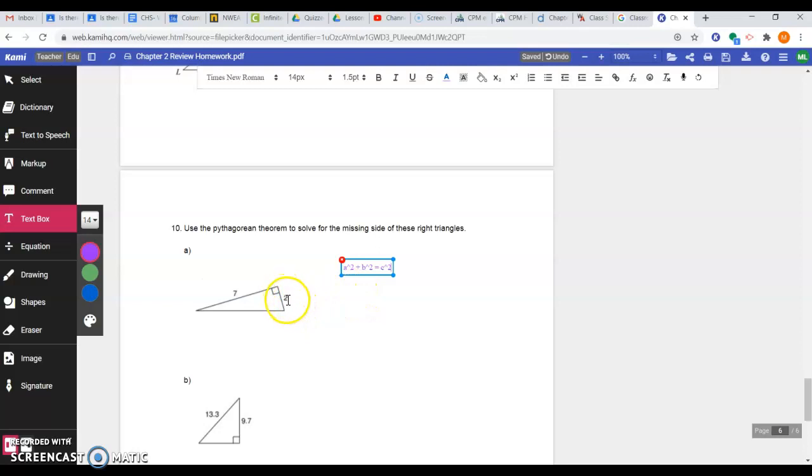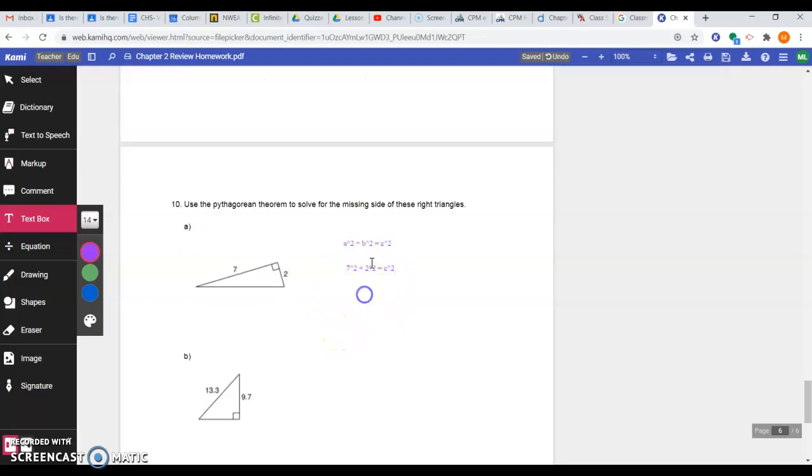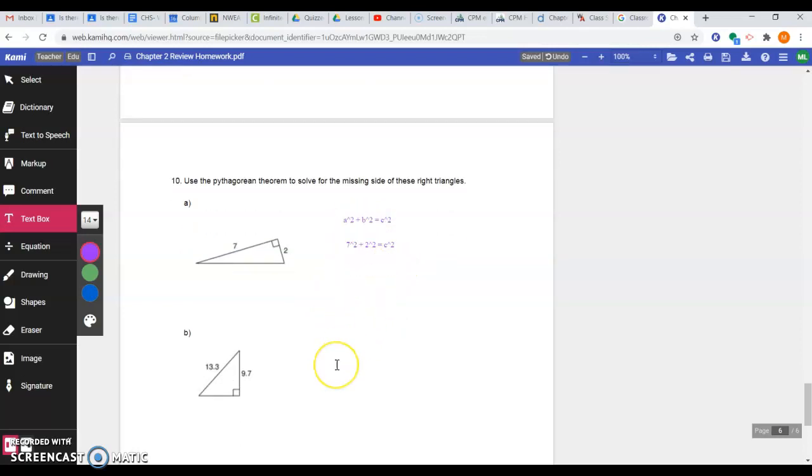Here, I'm given two legs. Okay, so I know these are legs because across from my 90 degrees, there's nothing. And across from the 90 degrees is my hypotenuse, which means the other two are my legs. So if I'm going to set this one up, it's going to be 7 squared plus 2 squared equals c squared. And I work this out algebraically to solve just for c. I don't want to solve for c squared. So remember, at the end, you're going to need to square root both sides. But you go from here and solve it algebraically for just c.